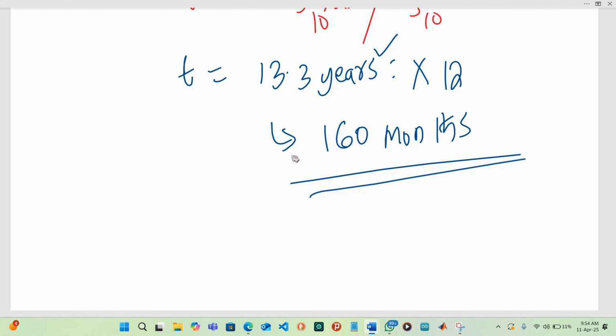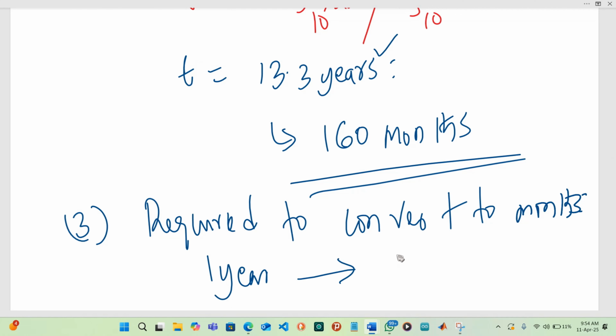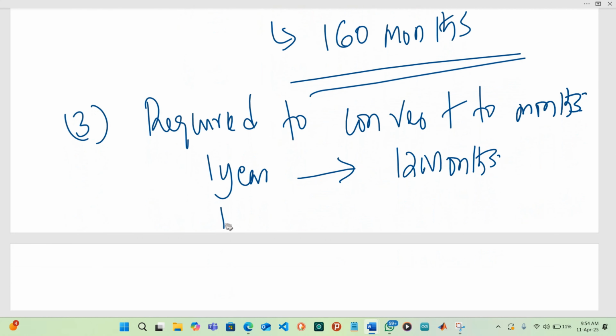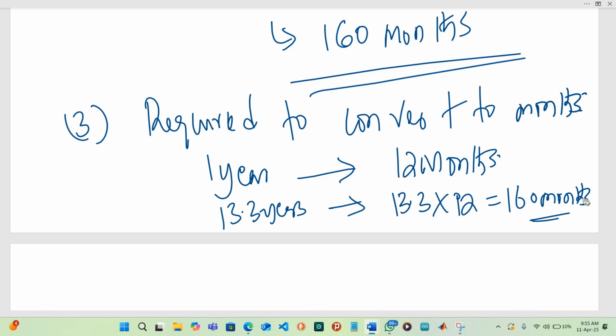So part number 3 required us to convert into months. Meaning, I know 1 year has 12 months. What about 13.3 years? It means 13.3 times 12, and this gives us 160 months. And that's all.